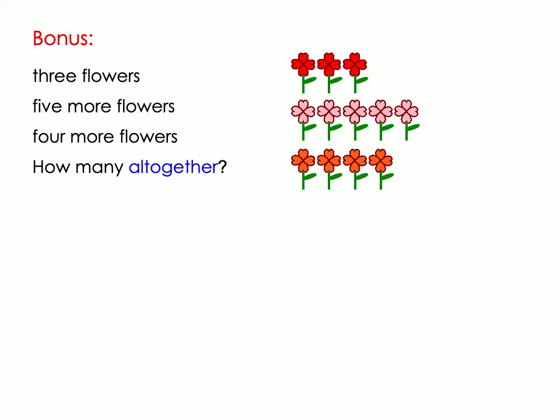Let's do something a little trickier. What if we have 3 flowers, 5 more flowers, and 4 more flowers? How many are there altogether? Joe is telling me we would write 3 plus 5 plus 4. How many is that in total? Figure it out. Callum says he did 3 plus 5 and he got 8, and then figured out 8 plus 4 is 12. Good job, Callum. It is 12.